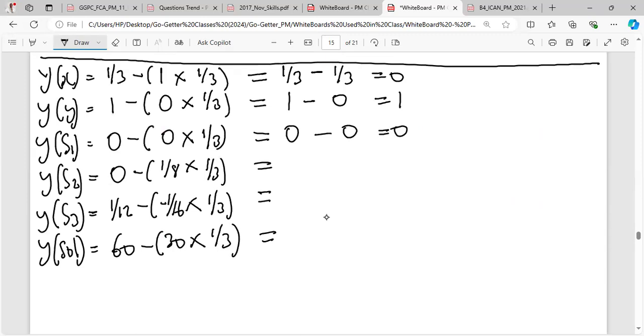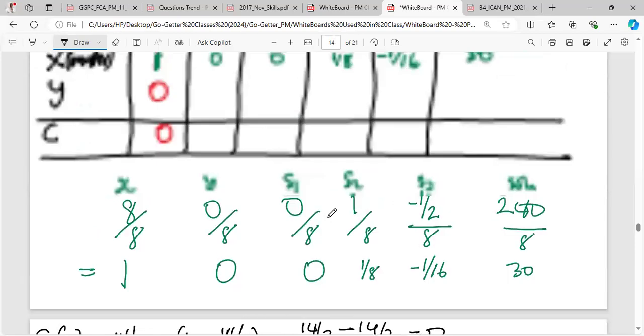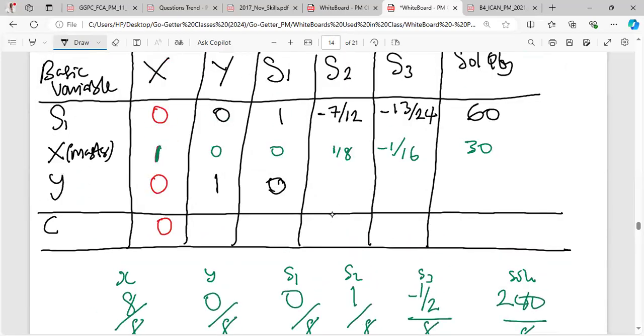This is going to give me 0 minus 1/8 times 3 is 24. So this gives me minus 1/24. Let's write that, minus 1/24.